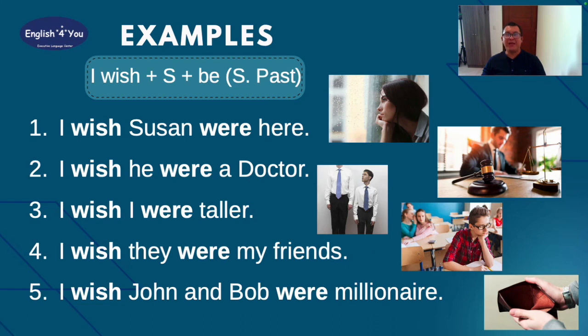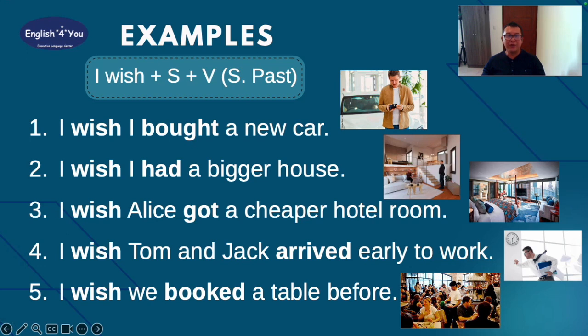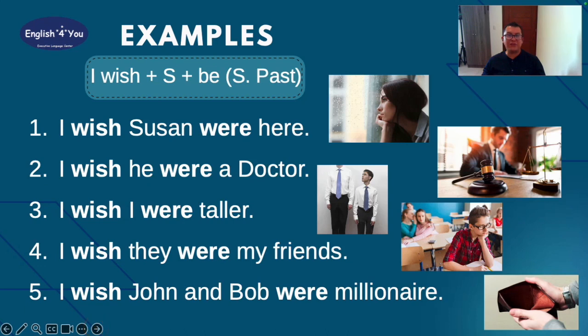Now, people, let's practice how to make wishes, but now using the verb to be. If you paid attention on our last slide, I used different verbs. For example, bought, had, got, arrived, and booked. In this new section, we're going to practice how to make wishes, but now using the verb to be. Remember, the verb to be is is, are in present, and in past tense, was and were.